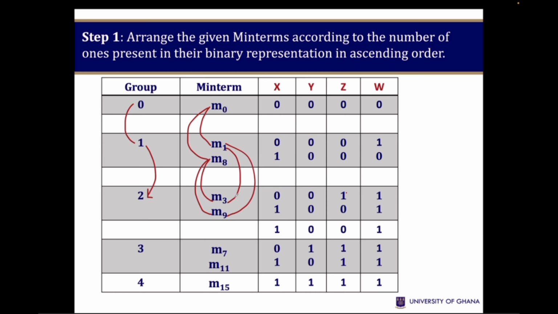So where do they differ? They differ at X. Very good. So it means that M1, M3, M1, M9, there is a match, right?